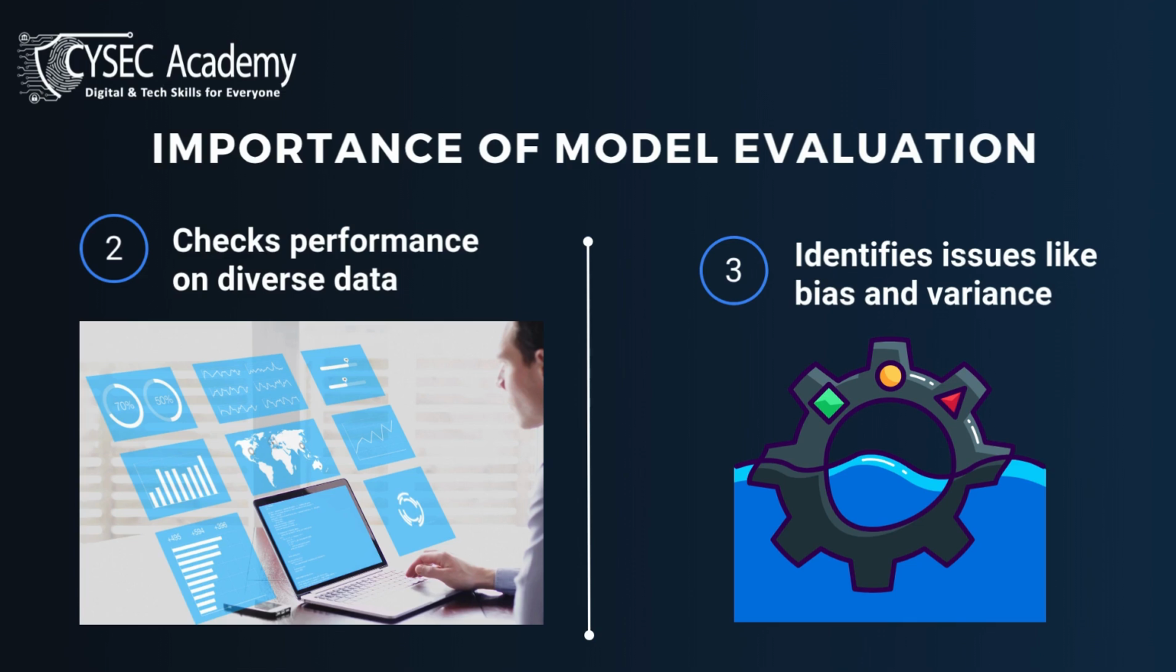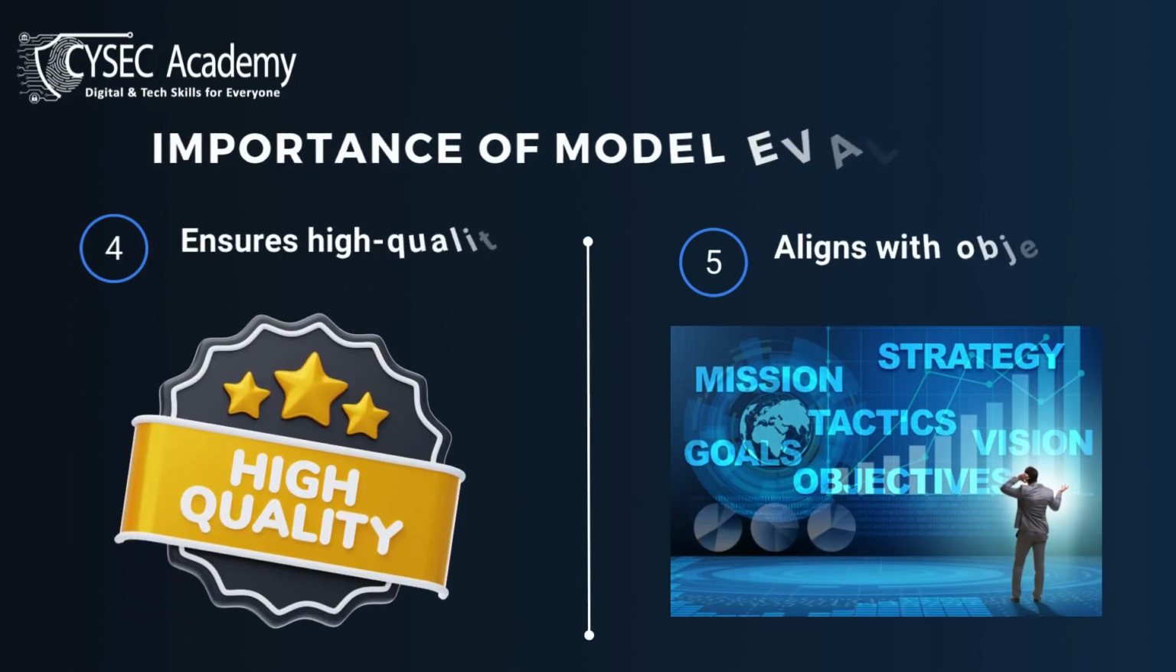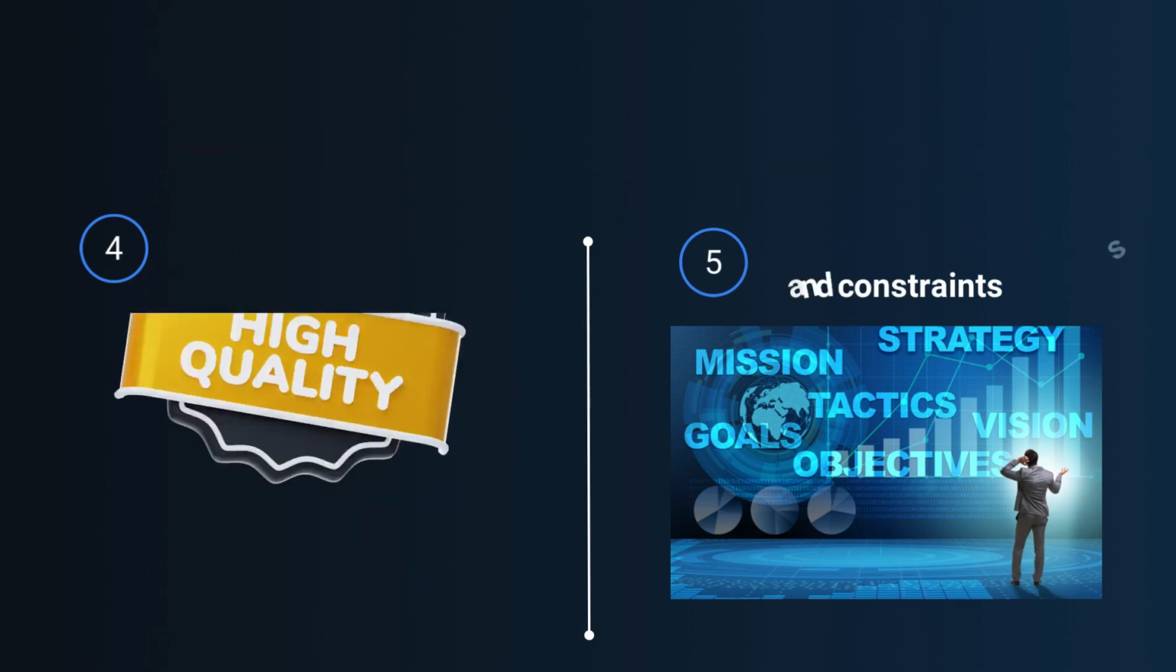3. Identifies issues like bias and variance. Helps spot and correct model errors and inconsistencies. 4. Ensures high-quality results. Verifies that the model meets performance expectations and quality standards. 5. Aligns with objectives and constraints. Ensures the model supports the goals and limitations of the project.